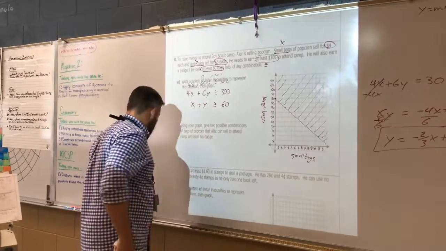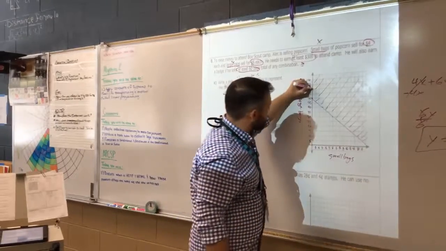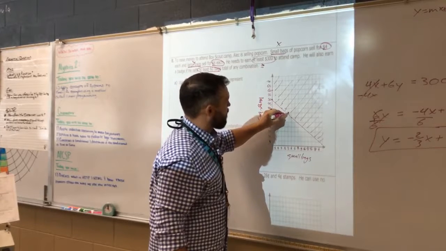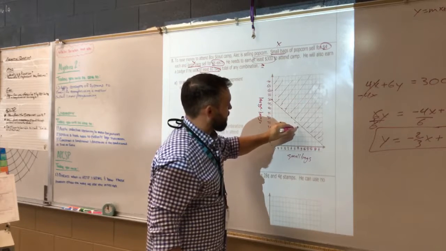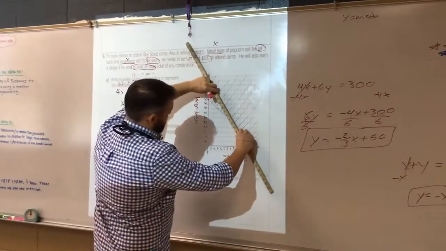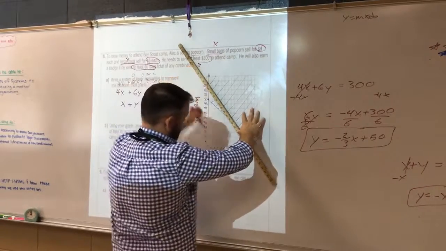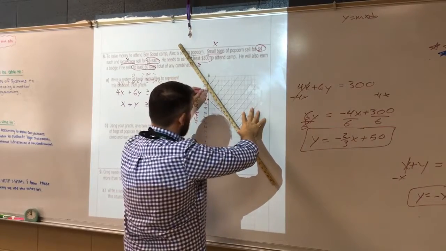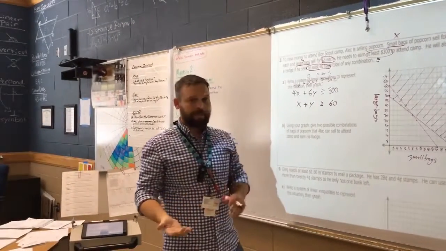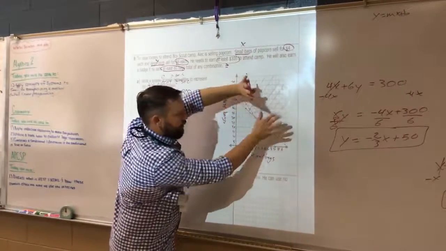I'm going to do this other one in another color here. At least I think it's another color. So the next one here, 60. So it's 60, and it's drop 1, run 1. So go in. Now I keep my line right here, and I'm going to do the same thing. I'll test 0, 0 again to see if I'm going to shade on this side of the line or on the other side.